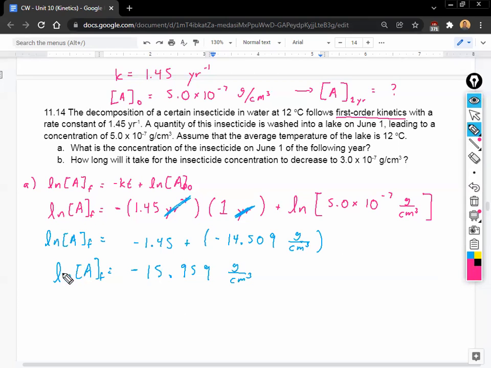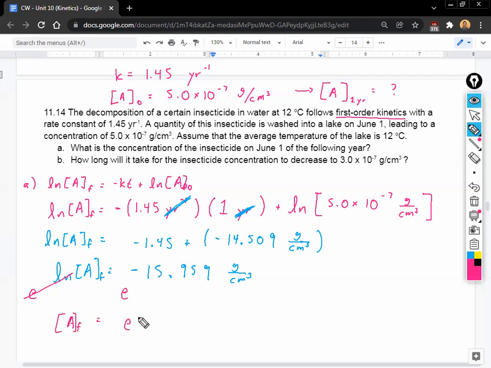Yeah, the inverse of ln is you want to put everything to the power of e. That's okay, this is why we're working on math. So e to the power of ln. If we put this to the power of e, the ln and the e cancel out, and all we'll have left over on the left side is AF.